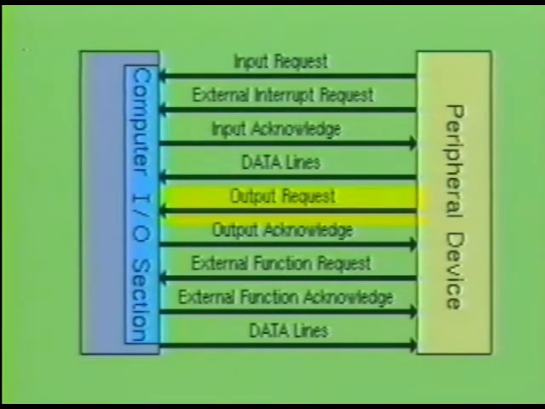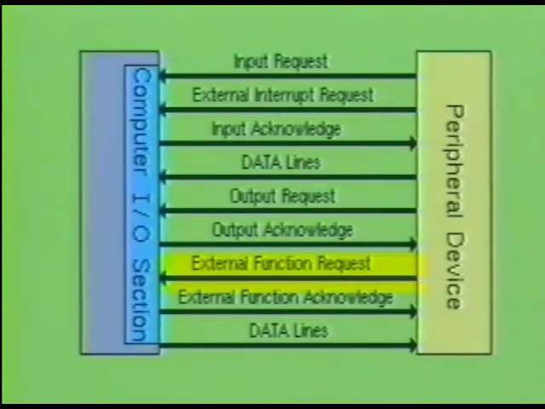The output request line carries a control signal which indicates that the peripheral device is ready to accept an output data word from the computer. The output acknowledge line carries a control signal which accompanies each output data word sent to the peripheral device. This signal informs the peripheral device that an output word is on the data lines.